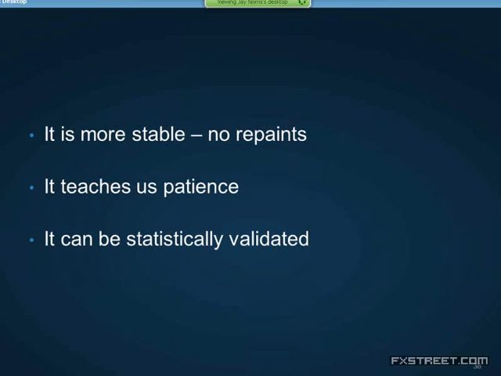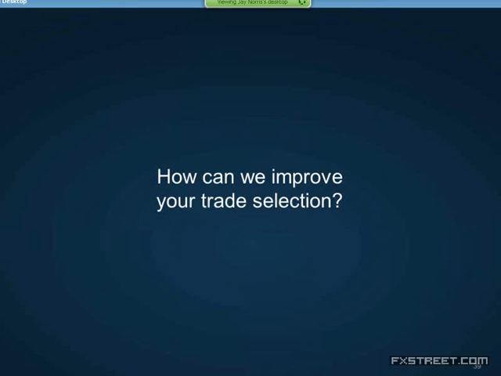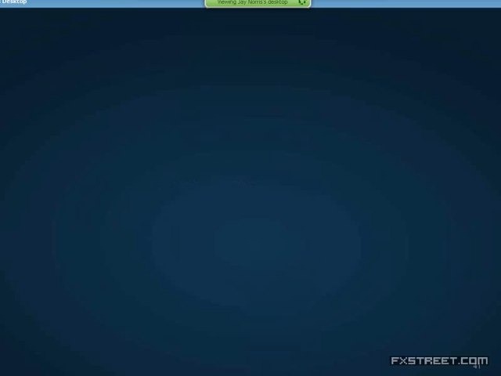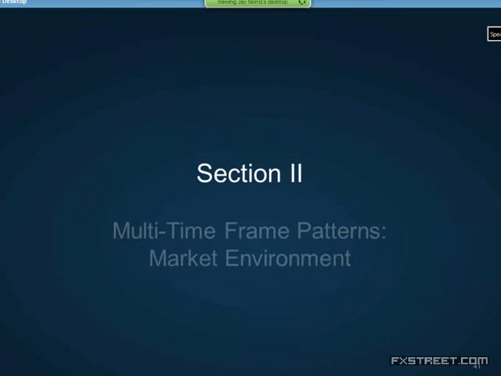So these are 3 very, very powerful reasons why you need to get away from monkeying around with indicators and get on working on price, which is fact-based, which you can validate statistically. So, it comes back to how can we improve your trade selection? Show you tactics that were designed to be able to capture statistical data. Section 2, multi-time frame patterns. That's what market environment is all about.